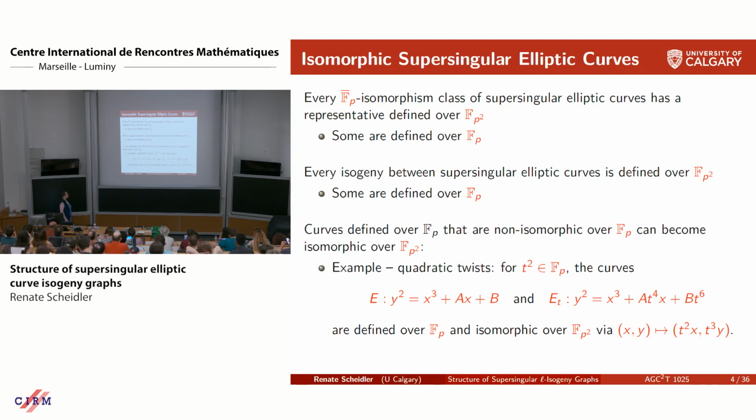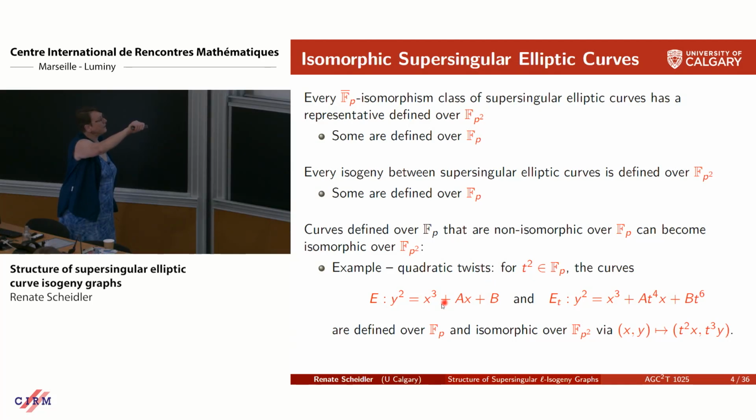In particular, you might have curves that are defined over FP, and they're isomorphic over FP squared, but not over FP. So when you go from FP isomorphisms, with the isogeny defined over FP, to isogenies defined over FP squared, all of a sudden they become isomorphic. An example is quadratic twists, right? If you have an element t such that t squared is in FP, and you look at these two elliptic curves, an elliptic curve and its quadratic twist, they're isomorphic via this isomorphism here: x, y gets sent to t squared x and t cubed y. And so they're clearly isomorphic over FP squared, right?